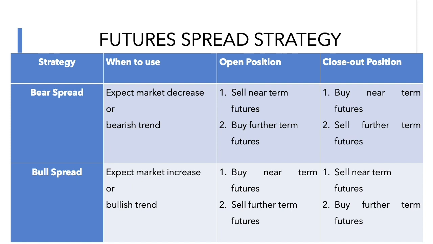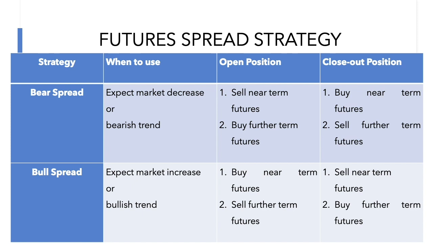We have two types of futures spread strategy for inter-month spread. The first one is the bear spread strategy. The second one is the bull spread strategy. Your spread strategy is based on your market prediction. If you expect the market to decrease, or a bearish trend in the market, then you need to use the bear spread strategy. If you expect the market to increase, or a bullish trend, you need to use the bull spread strategy.